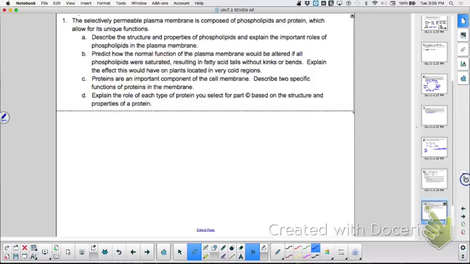And then your cell membranes are two layers of those phospholipids, with the core of the membrane being hydrophobic and then hydrophilic on the edges, right? And how we sit in water, each of our cells, and how that can interact, right? So you could talk about that. Predict how the normal function of a plasma membrane would be altered if all the phospholipids were saturated.